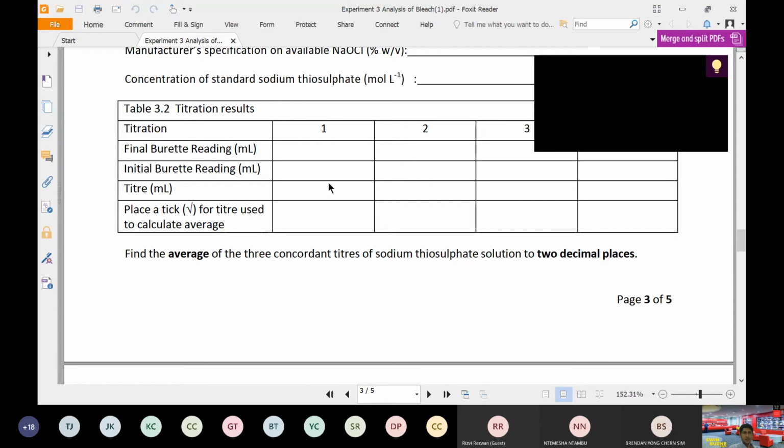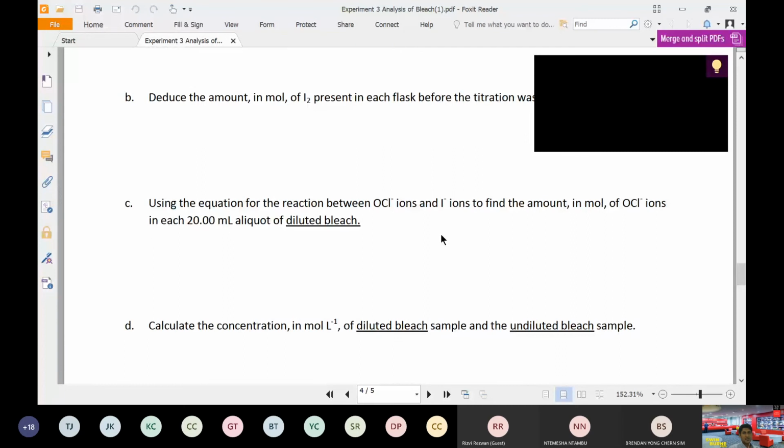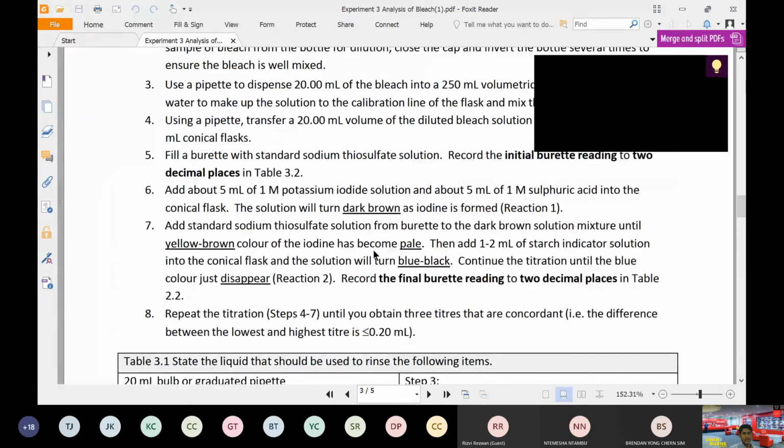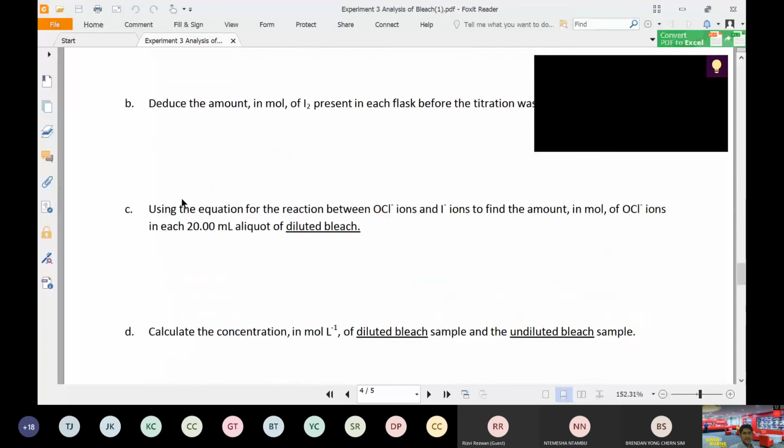Okay, so there will be 4 conical flasks, and in those conical flasks we are taking the diluted bleach. Since number C is talking about diluted bleach, in that diluted bleach we have added 5 milliliters of 1 molar potassium iodide, as you can see from step number 6, and also sulfuric acid.